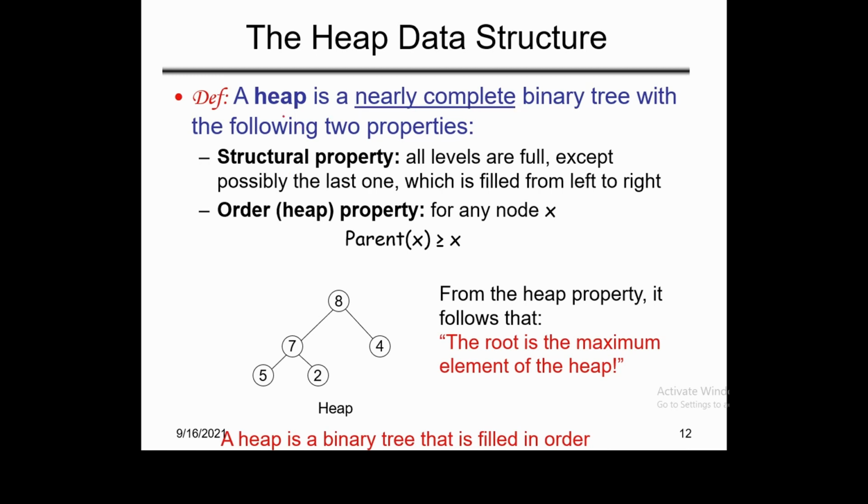Every heap must satisfy two properties. The first one is the structural property, the other one is the order or heap property. The structural property is this: all the levels are full except possibly the last one, which is filled from left to right. This is a complete binary tree. All levels are filled except the last one, which may also be partially filled.